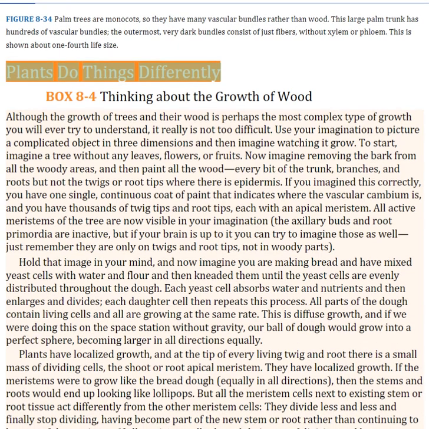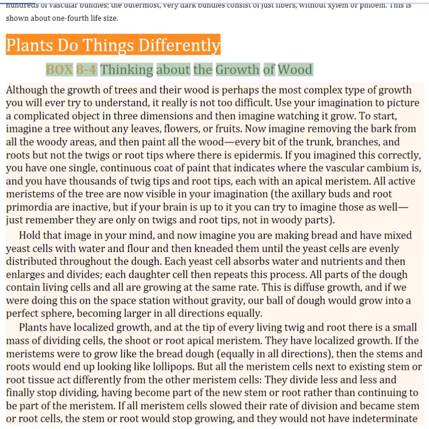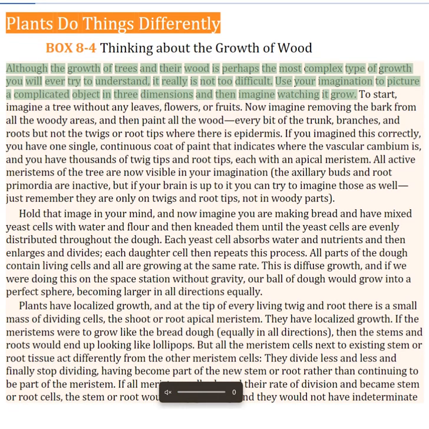Plants do things differently. Box 8.4: Thinking about the growth of wood. Although the growth of trees and their wood is perhaps the most complex type of growth you will ever try to understand, it really is not too difficult. Use your imagination to picture a complicated object in 3 dimensions and then imagine watching it grow.